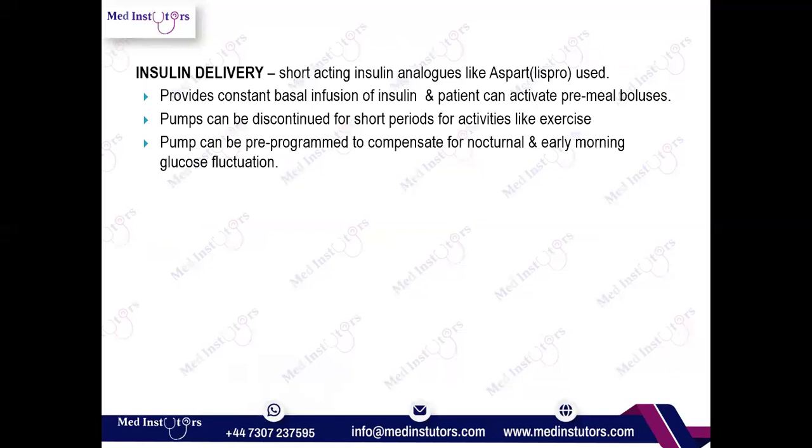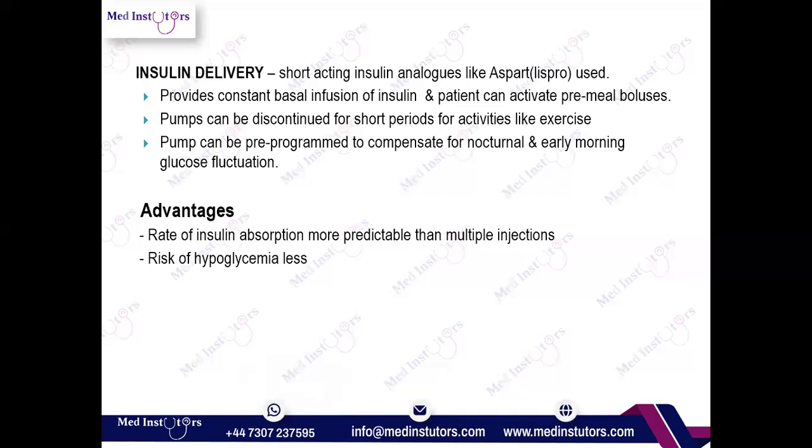For insulin delivery, we use short-acting insulin analogs like lispro or aspart in the pumps, which provide a constant basal infusion of insulin, and the patient can activate pre-meal boluses if wanted. Pumps can be discontinued for short periods for activities like exercise. You can stop that if you want. The pump can be pre-programmed to compensate for nocturnal and early morning glucose fluctuations.